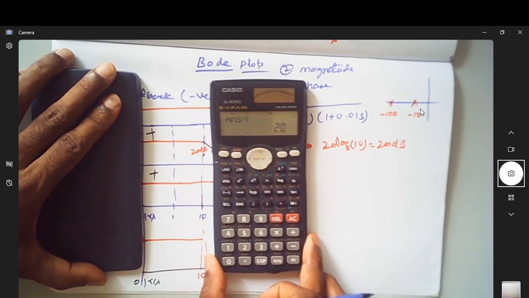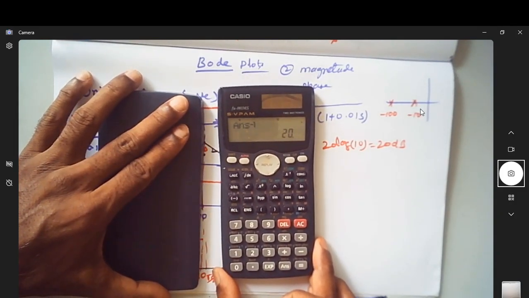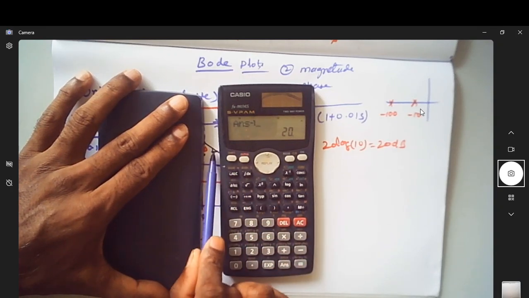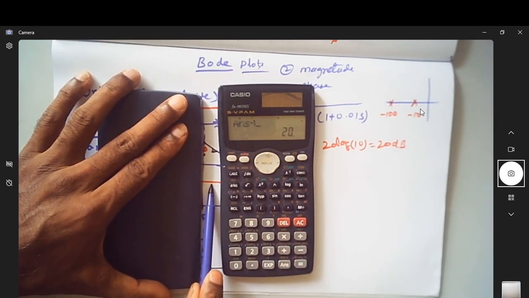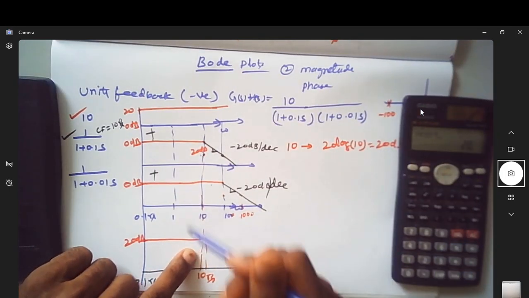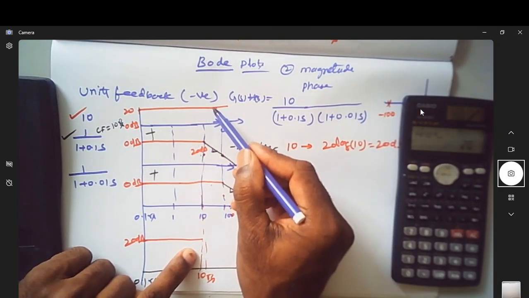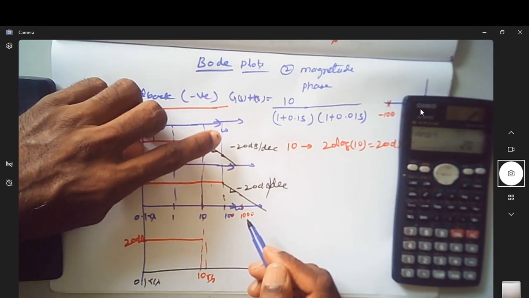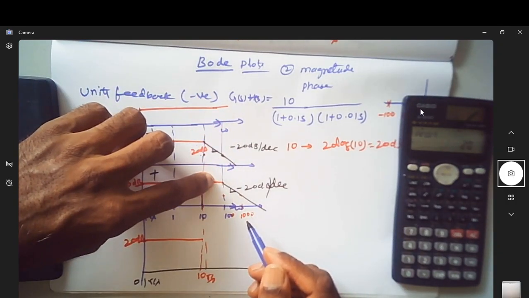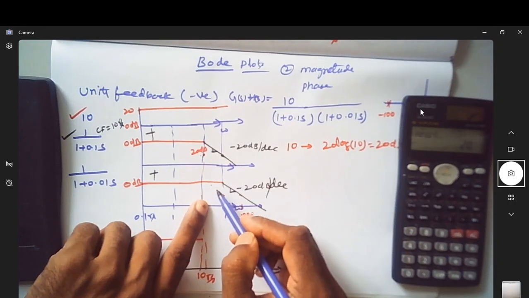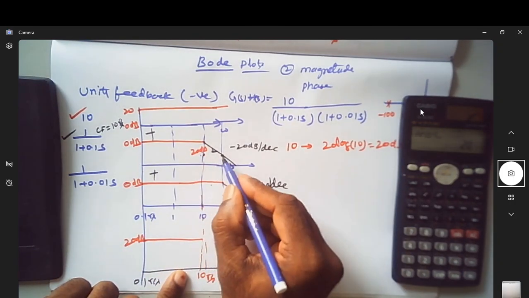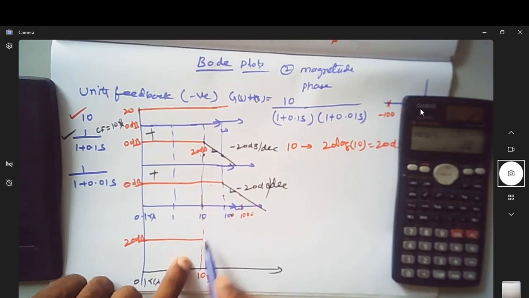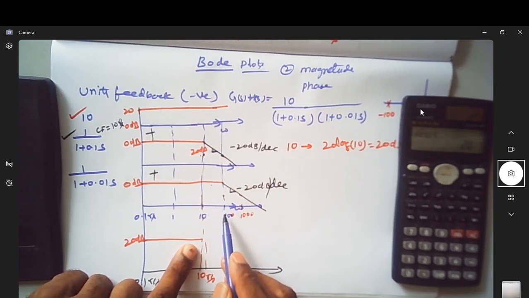Now let us move from here and see what the slope is. Is the slope 0 here? Is the slope minus 20 per decade? Is the slope 0? Now what is the resultant slope? The resultant slope is the slope of this plus slope of this plus slope of this. Is it not 0 plus minus 20 plus 0? So this is minus 20. So now from where to where will this have a slope of so and so? From this point to 100 radian per second.